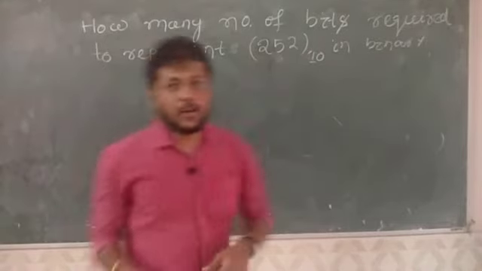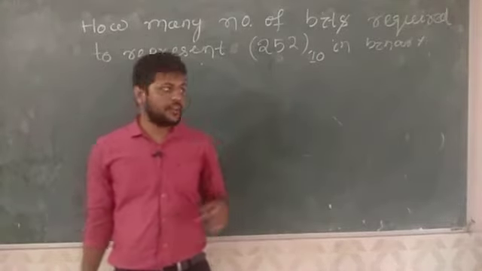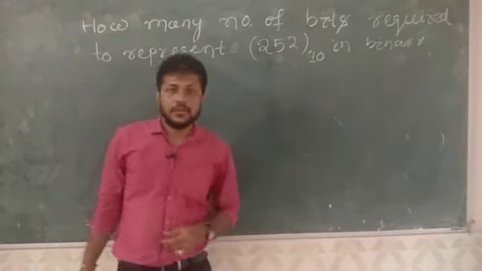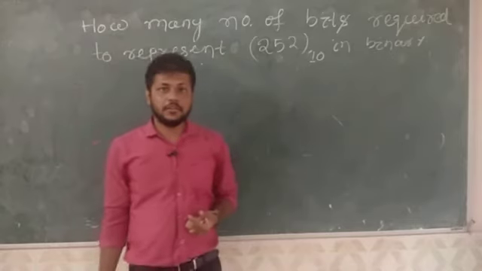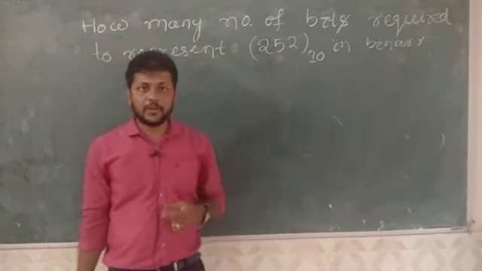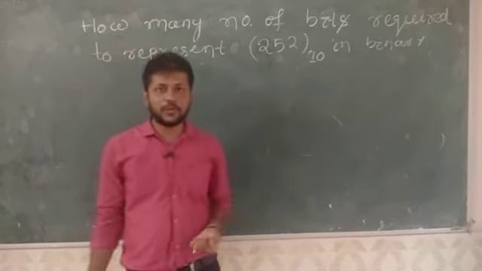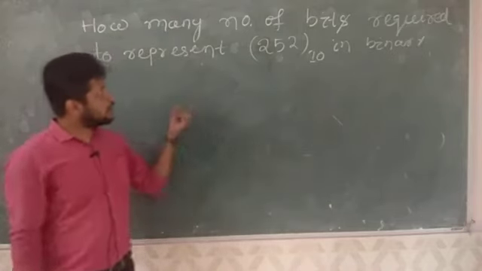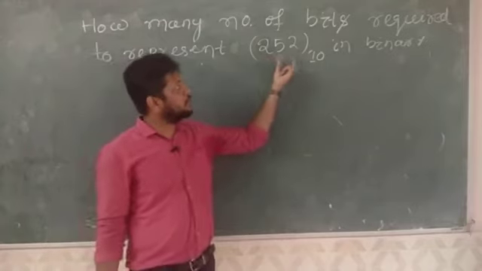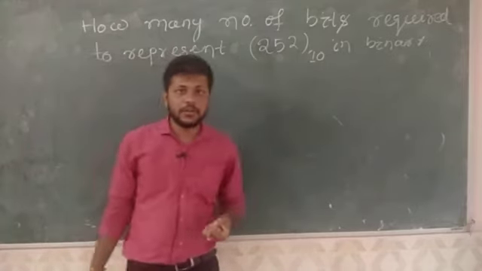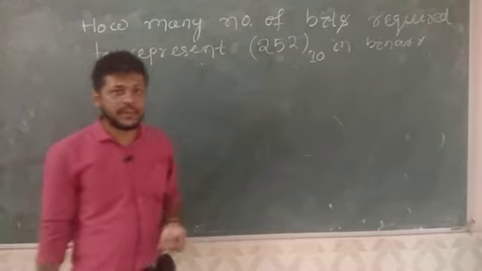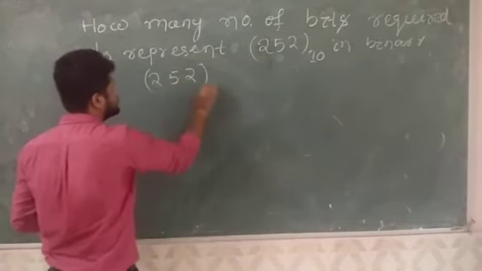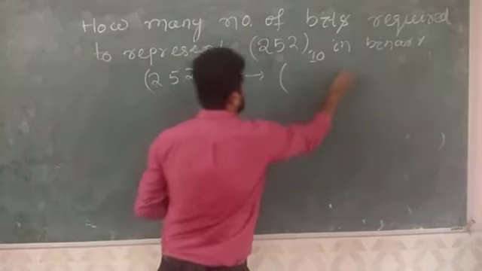So here the question is how many bits are required to represent a number which is given in decimal, in binary. In binary each number is represented by 0 and 1, we have already studied, and how a binary number is converted into decimal, that also we have already studied. So in this question, 252 is a number and we need to represent it in binary. First we will see how to convert the number 252 into binary.